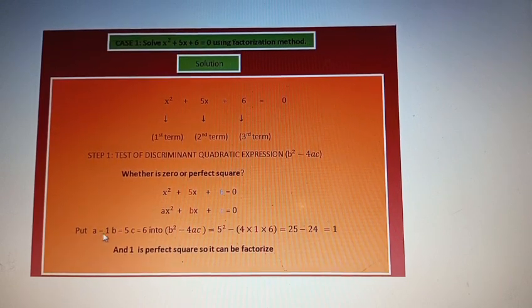Then we put the value of a equals 1, b equals 5, c equals 6 into b squared minus 4ac, which we call the discriminant quadratic expression. Then 5 squared will give us 25. Then we have 4 times 1 is 4 and 4 times 6 is 24. 25 minus 24 is equal to 1. And 1 is a perfect square because the square root of 1 is equal to 1.